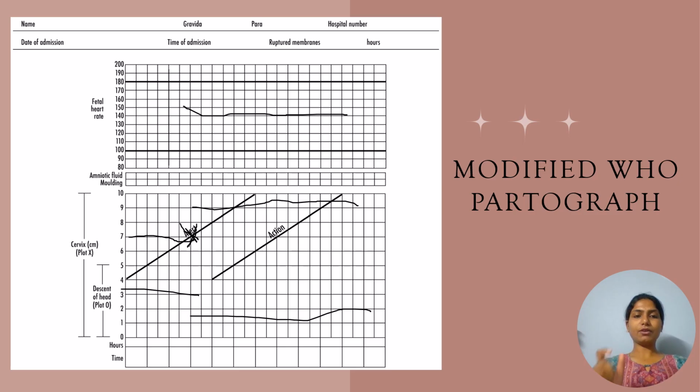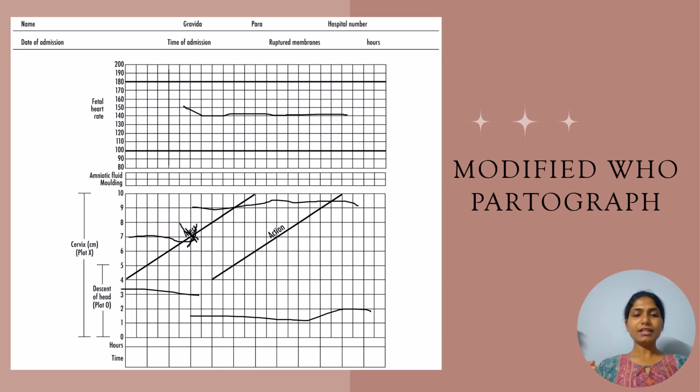The FHR, as we all know, should be between 110 to 160, which was also discussed in our previous video. Anything going beyond the baseline, or beyond 20 beats per minute above or below, we must see what is happening. So between 110 to 160 is normal, but if it is less than 110, we call it fetal bradycardia, and more than 160 as fetal tachycardia, and we have to see what might be the cause. The next important column which we see is the amniotic fluid.